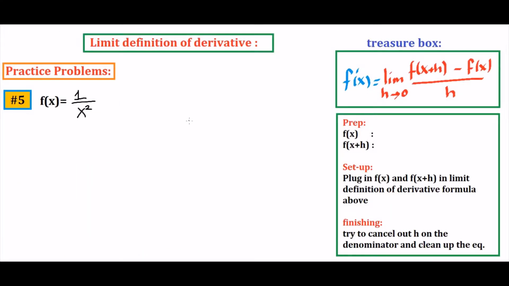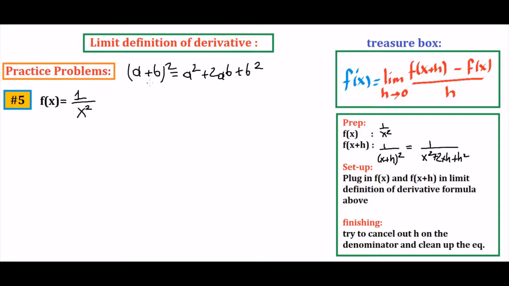On problem number 5, let's see, 1 over x squared. So our f of x is 1 over x squared, and our f of x plus h is 1 over x plus h squared. If we distribute this, we're going to get x squared plus 2xh plus h squared, because a plus b squared is equal to a squared plus 2 times ab plus b squared. Or you can write x plus h two times and FOIL it. Now our ingredients are ready, so we can start.